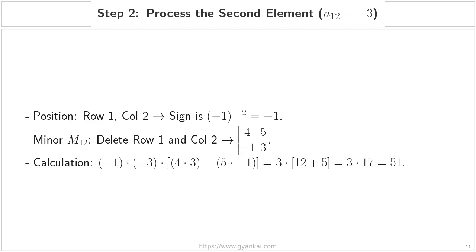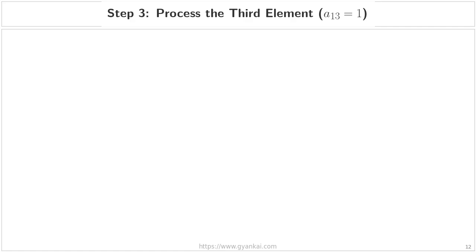Now that we have successfully processed the first element, let's move on to the next step, where we handle the third element of our first row. Step 3. Process the third element, a13 equals 1. First, let's determine the sign for this position. Since this element is in row 1 and column 3, we add those indices together to get 4. Because 4 is an even number, our sign factor, (-1) to the power of 1 plus 3, becomes positive 1.